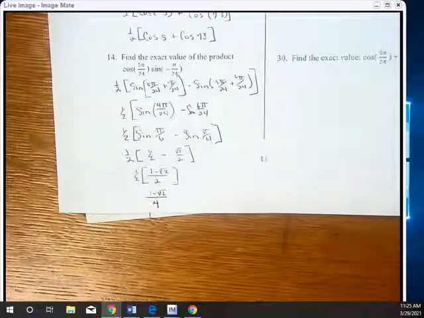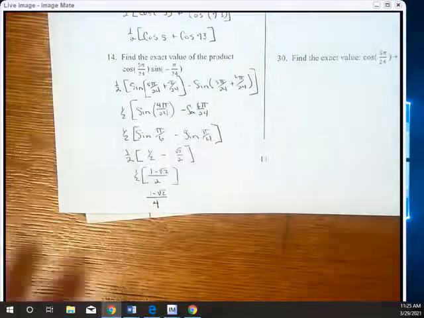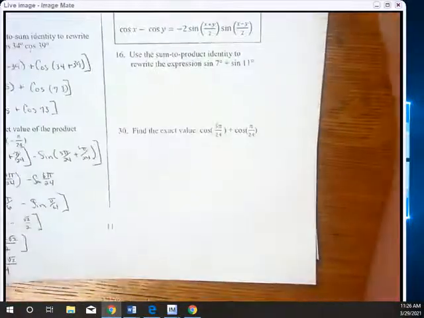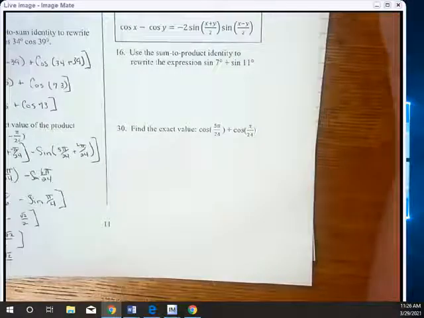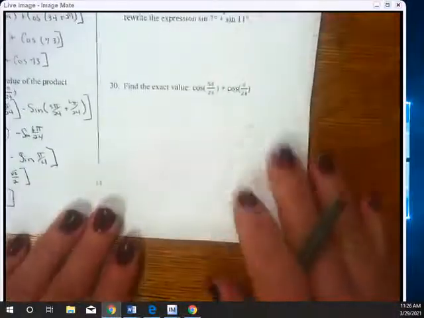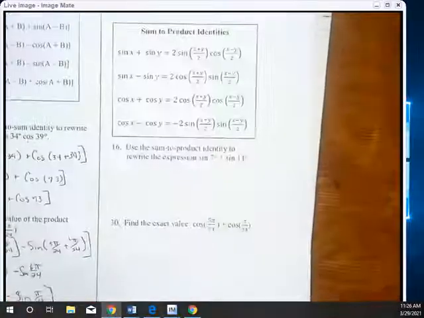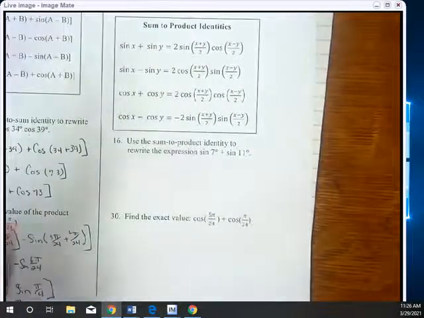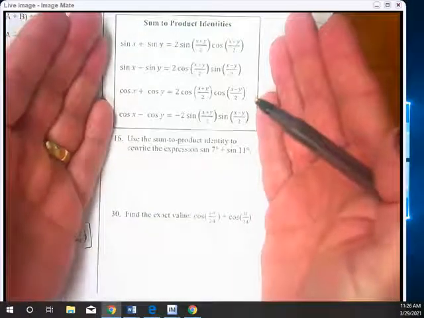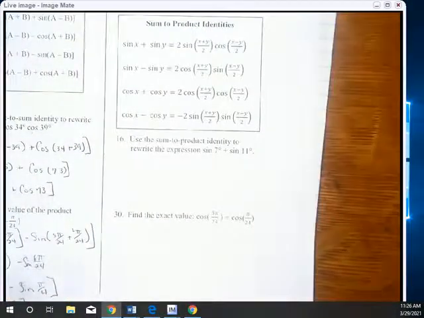I am not going to bother going through how to get these. Okay? We're just going to use them. Are you okay with that? Yeah. Okay. So you trust that the people that came before us knew what they were doing and used the identities to develop the sum to product identity, right? Right. Okay, so we're good with that.